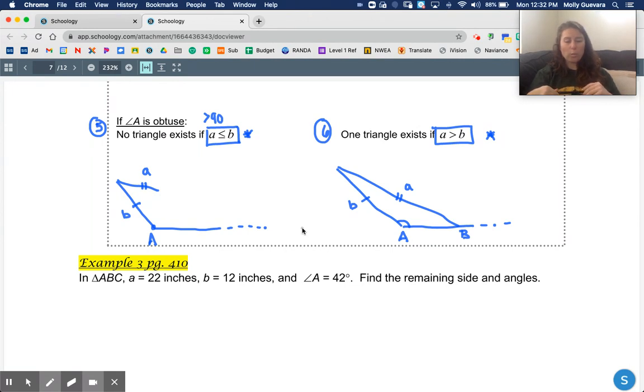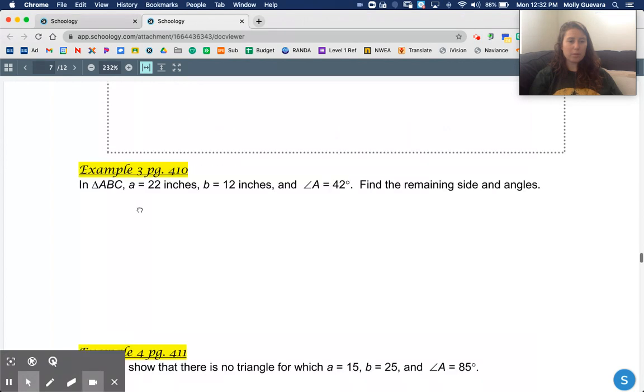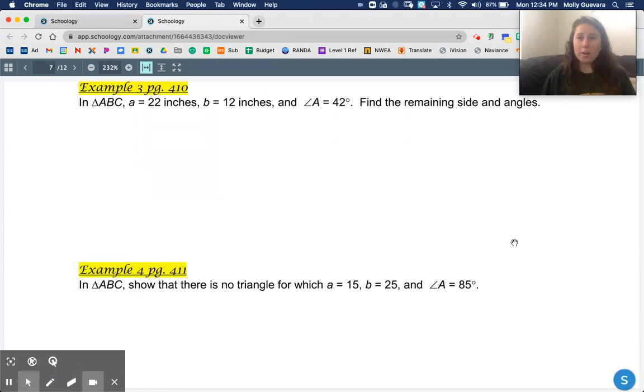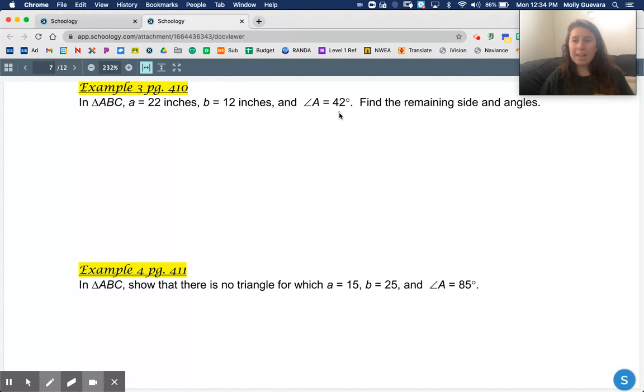And so we're going to do some practice of this here. And I'm going to show you specifically, like on a graphing calculator, how you can use the store feature to really help you stay accurate on these. So let's go ahead and look at example 3. Example 3 says in triangle ABC, A is 22 inches, B is 12 inches, and angle A is 42 degrees. Find the remaining sides and angles. Okay, so A is acute, so the angle I'm given, it doesn't always have to be A, but the angle I'm given is acute, so it's going to be case 1, 2, 3, or 4.